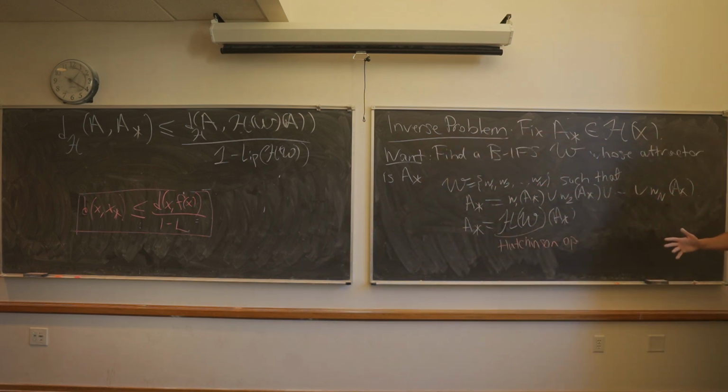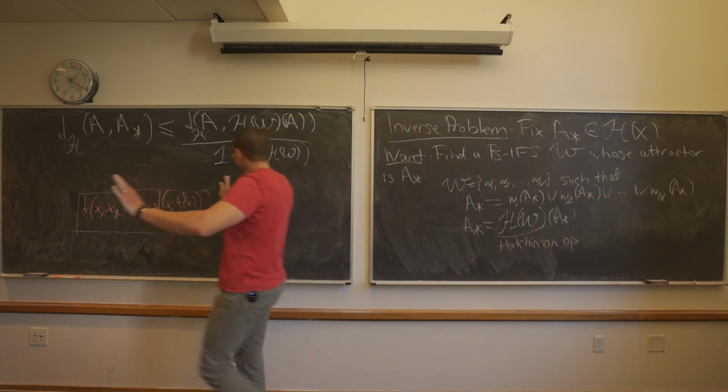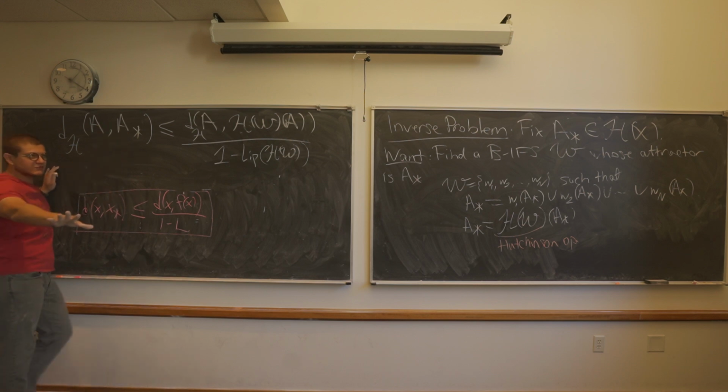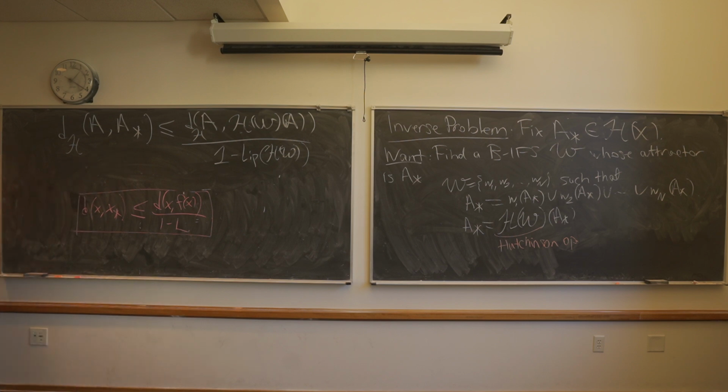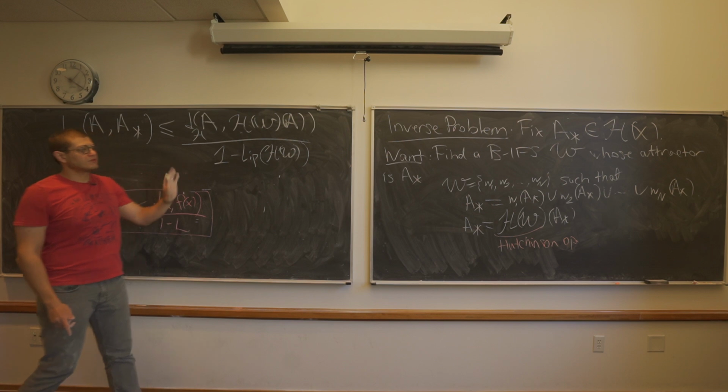I didn't do anything. A is arbitrary. You see that pretty much everything is variable here. This is fixed. Someone gave it to you. They want you to come up with a B-IFS that generates it. So they want you to store it, or compress it. You can think of it like that. Which means that you want to come up with a nice initial condition and a B-IFS such that this happens.